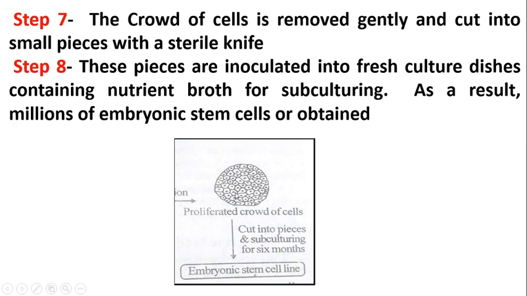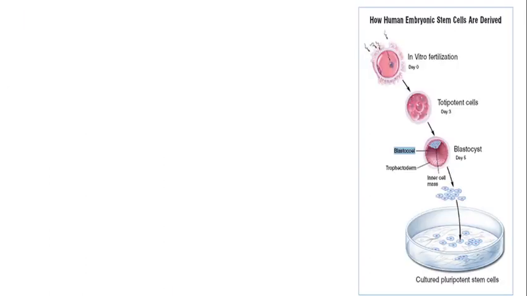And step 8. These cut pieces are then inoculated into fresh culture dishes containing nutrient broth for subculturing. See, already we got a crowd of cultured cells. Once these cultured cells are carefully cut into small pieces, again these cells can be subcultured. Again you take more dishes, and you can culture these inner mass of cells again. So you will get millions of embryonic stem cells. Okay, so that is the 8th step.